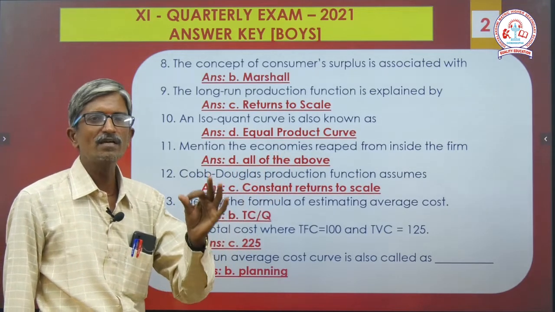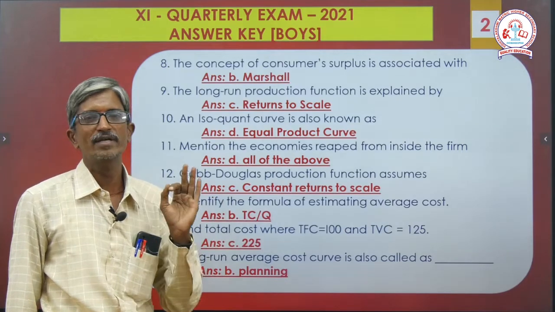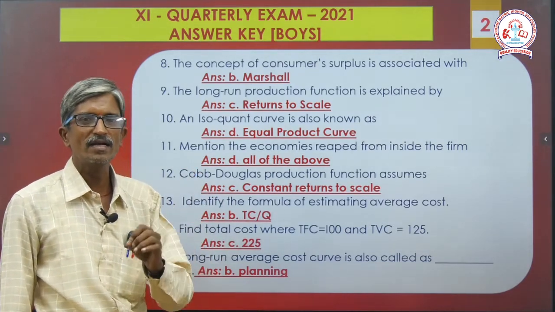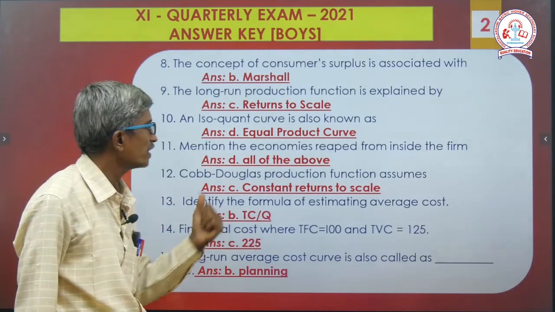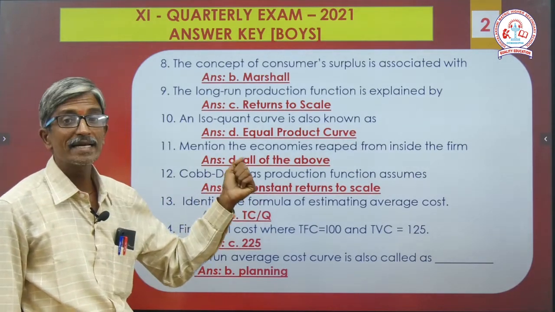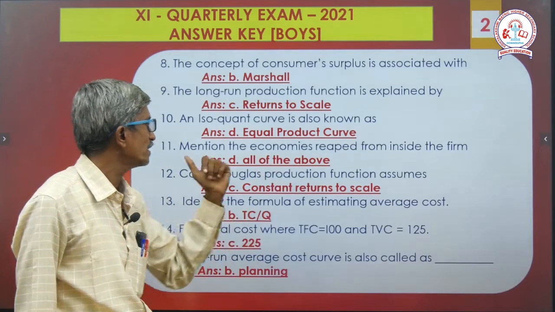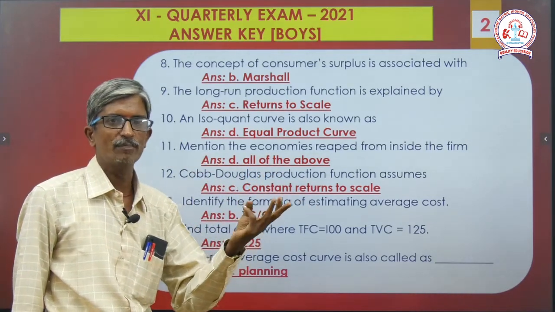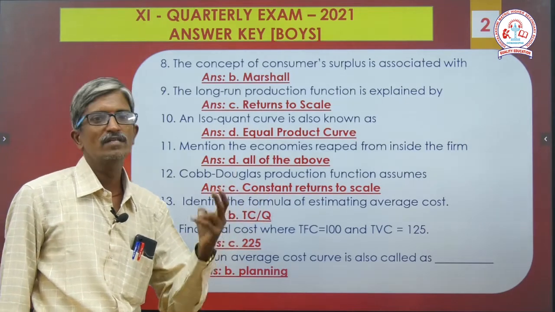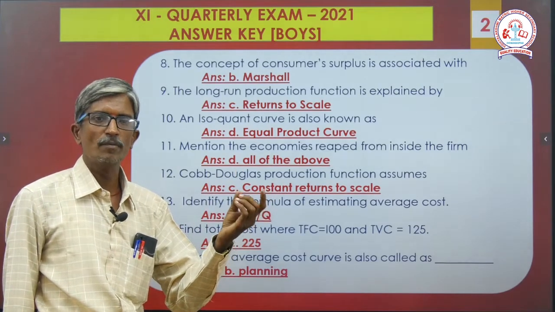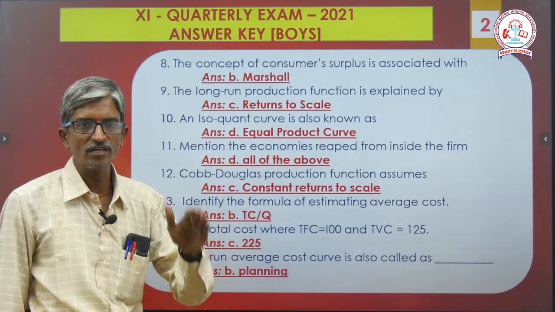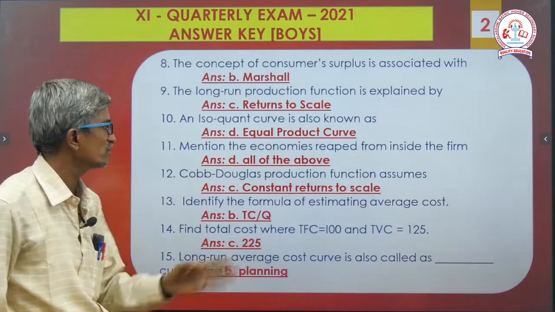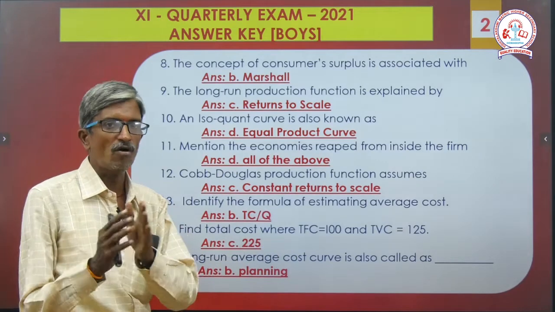Okay, question நம்ம தெளிவா பார்த்தோம்னா easily we can pick the answers. So economics is a theory subject. ரொம்ப ஈஸியா நம்மளால ஆன்சர்ஸ் சூஸ் பண்ண முடியும். Question number 11. Mention the economies reaped from inside the firm. All of the above. So ஒரு firm na it include raw material, purchase of raw material, we are converting the raw material into a product, and then we will give the final shape, then it will be reaching the market. இது மாதிரி எல்லா processம் சேர்ந்தது தான் அது. It reaped all the process.